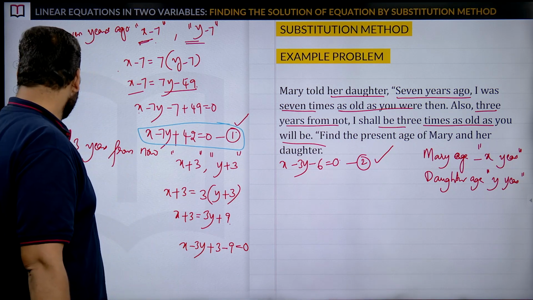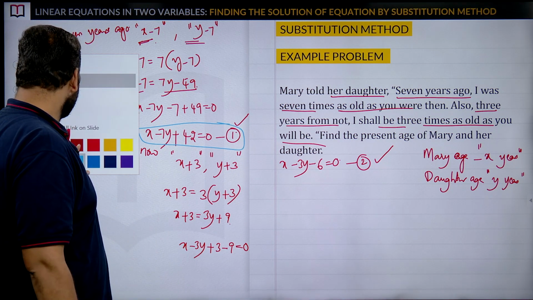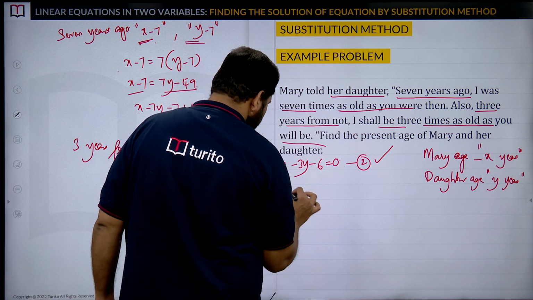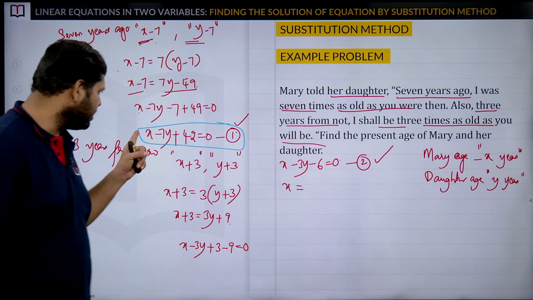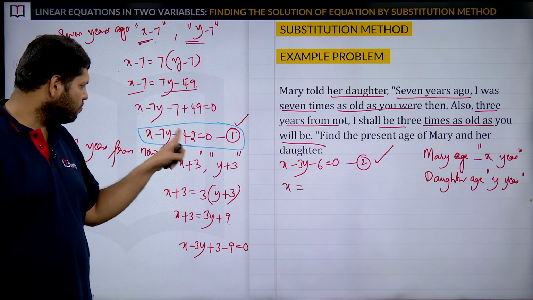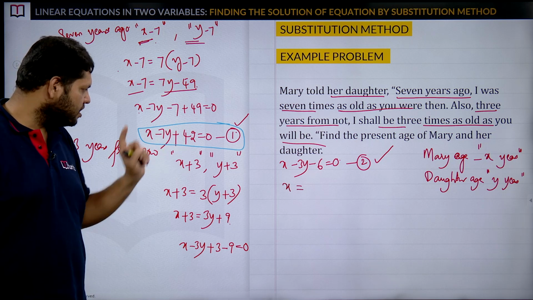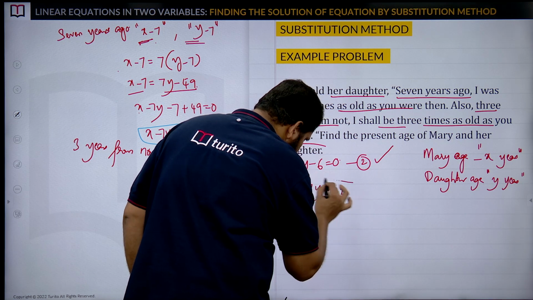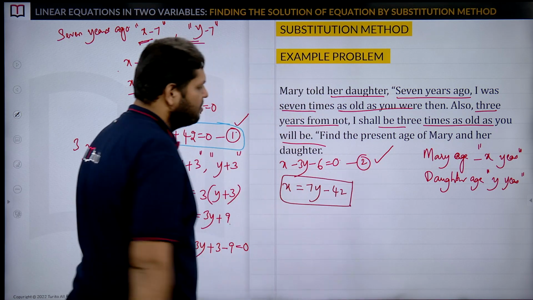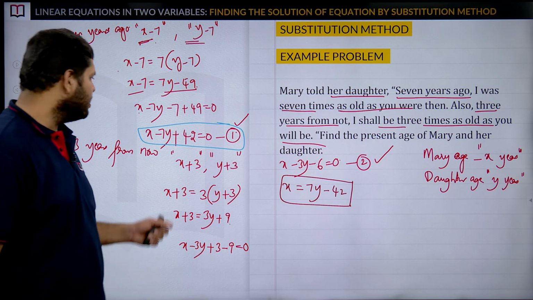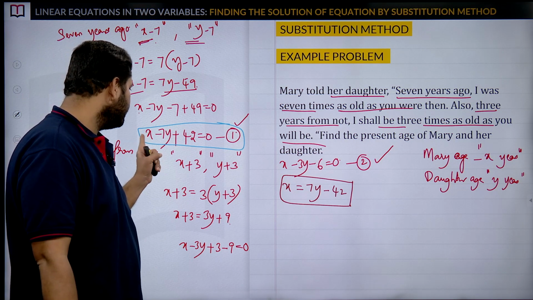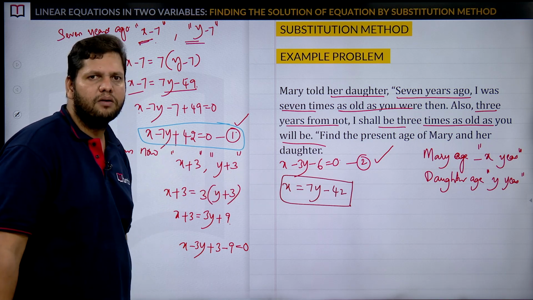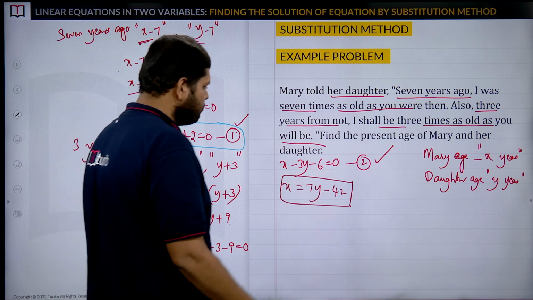So from this equation I am writing the x value. How can we write the x value? X is equal to, from equation 1, 7y minus 42. Are you getting my point? I am writing from equation 1: minus 7y becomes plus 7y, and plus 42 becomes minus 42. So that is equation 1.